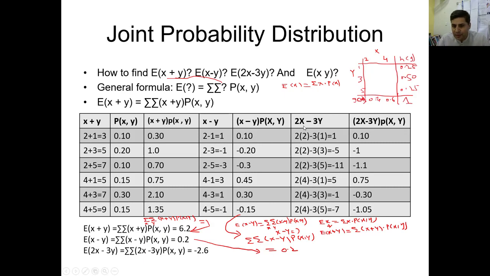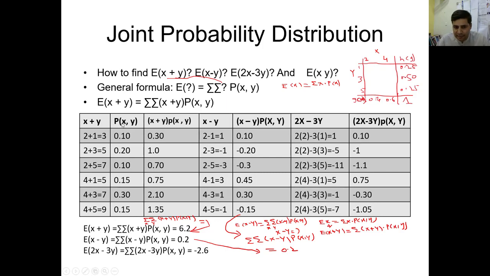Now we will change the value of x, because we checked x equal to 2 with respect to all these y values. Now we will put x is equal to 4 with respect to the y values. So 2 into 4 minus 3 into 1 will be equal to 5. 2 into 4 minus 3 into 3, it will be 8 minus 9, minus 1. 2 into 4 minus 3 into 5, it will be minus 7.